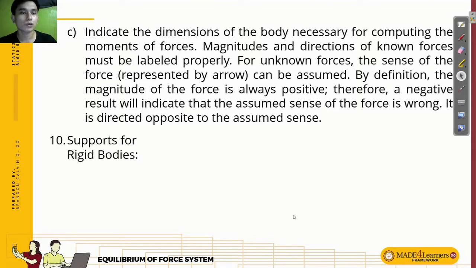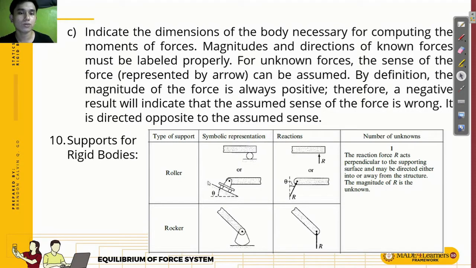Okay, so supports for rigid bodies, we have this. The types of support, we have the roller. Okay, this is very common, especially you will see it in bridges. It is used for bridges because a bridge has a moving load. It is not used for other forces where the reactions are very large. So this is the roller symbol, or it can also be drawn as a wheel.